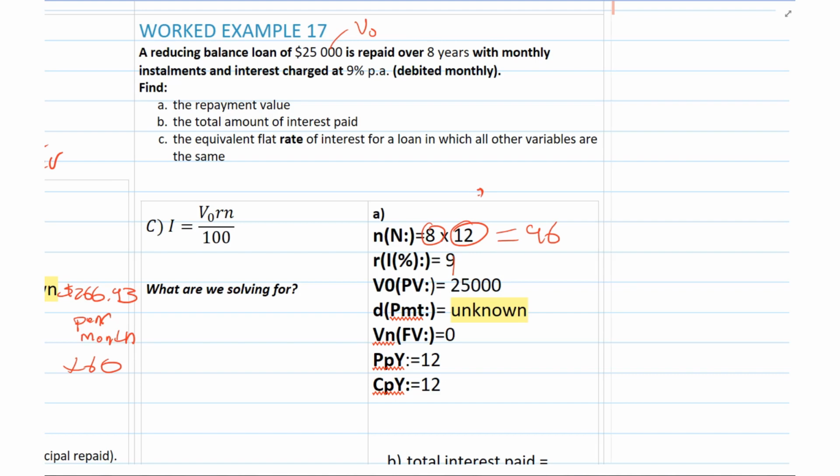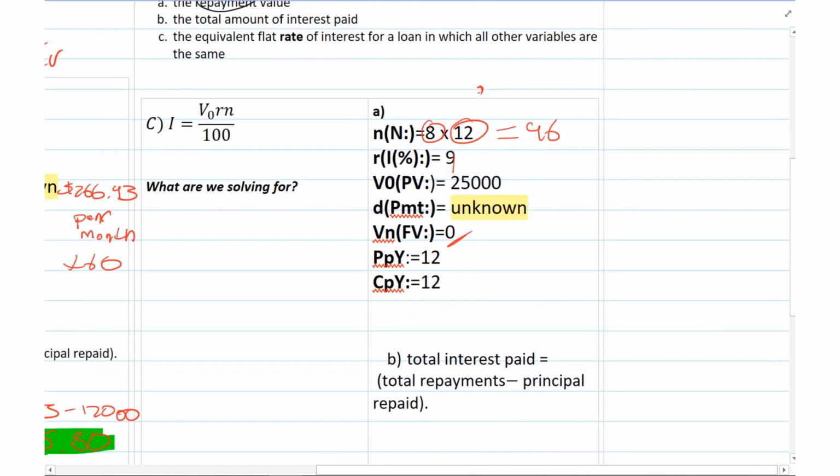We're after our payment, because remember that means PMT. Our final value is going to be 0 because it's repaid. That's why we've got the 0 here. And it's monthly, so payments per year is 12. We put that in the calculator and we'll get a value of minus 366.25.